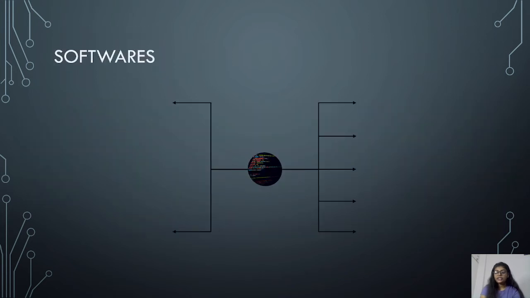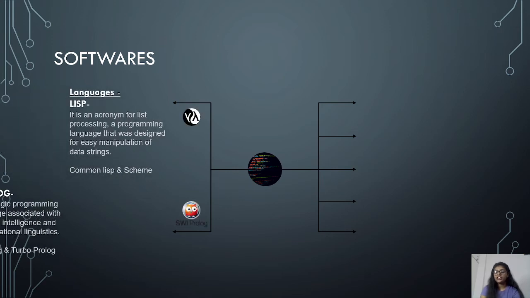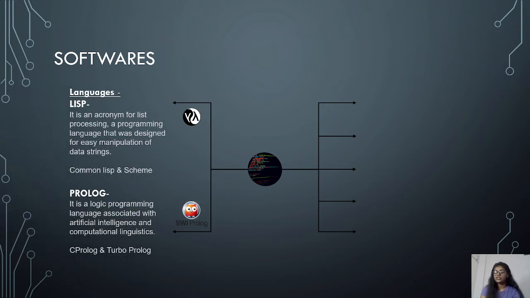Next, we see the basic software that is involved in the development of an expert system. There are two main languages that have been used for creating expert systems for a long time, that are Lisp and Prolog. Lisp stands for List Processing and it was designed for easy manipulation of data strings. And Prolog is a logic programming language which is used in artificial intelligence and computational linguistics.